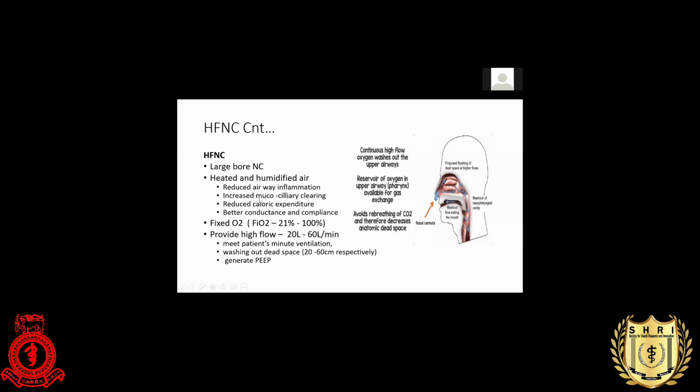Also with this machine, you can give a fixed FiO2. You can start with 21 and go up to 100. And the advantage is that we can give high flow. In normal oxygen therapy, the maximum we can send is 15 liters per minute. But here we can start with 20 liters and go up to 60 liters per minute. That will match the patient's ventilation demand, because when the patient is in respiratory distress, he will take a higher inspiratory flow. So by giving high flow, you can match it, and because of that, you can meet the patient's minute ventilation.